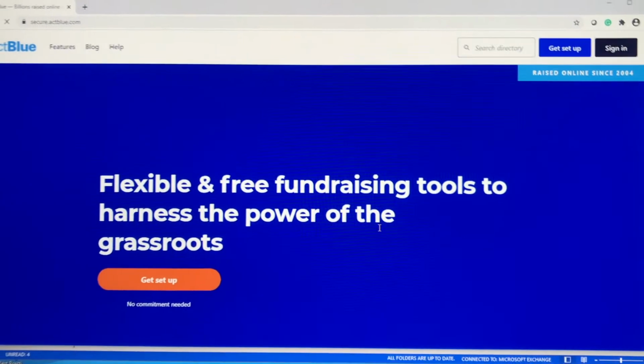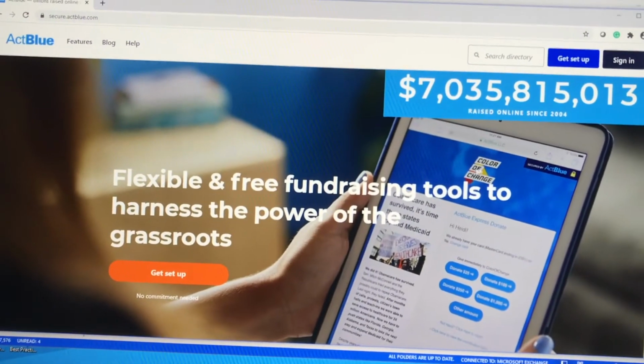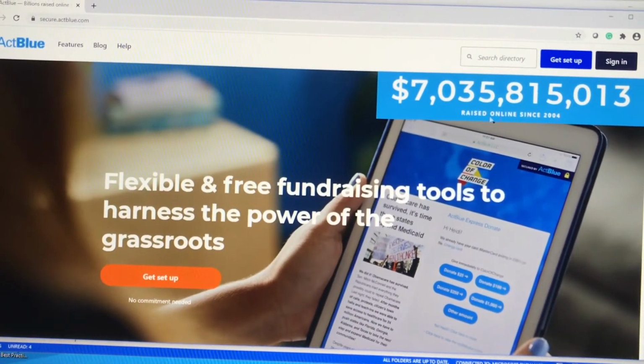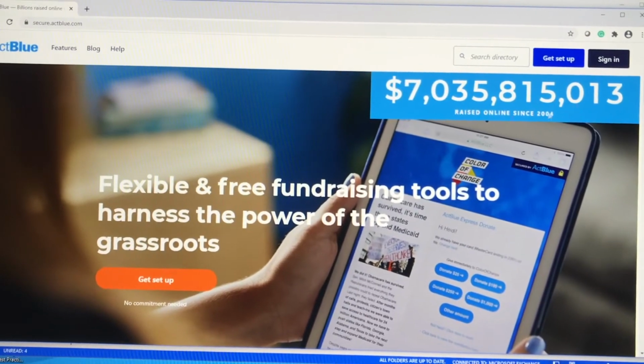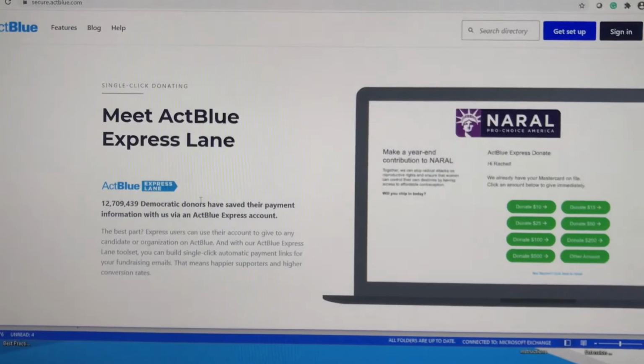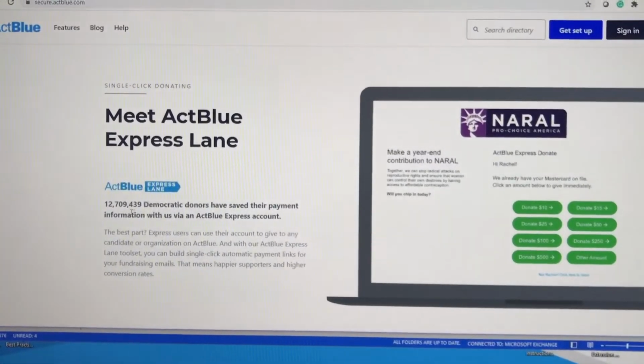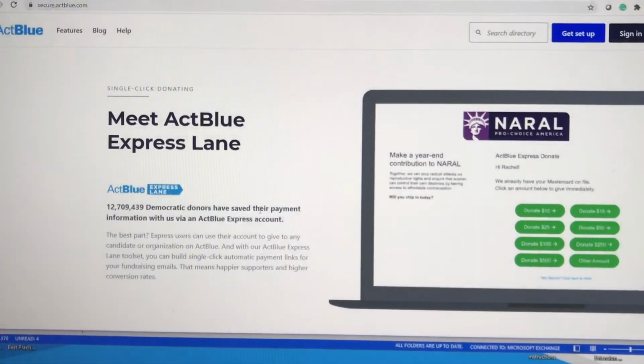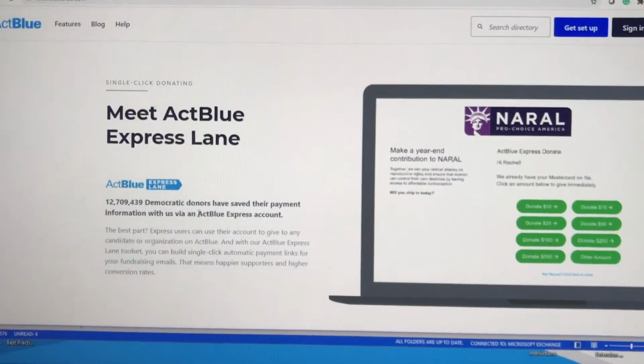Once it loads, it takes a second. We're going to go on their website. The very first thing it says here is what? That is 7 billion, not million, billion dollars that have been given to ActBlue. So this is who they are. If you go through their website, you're able to see who they are.